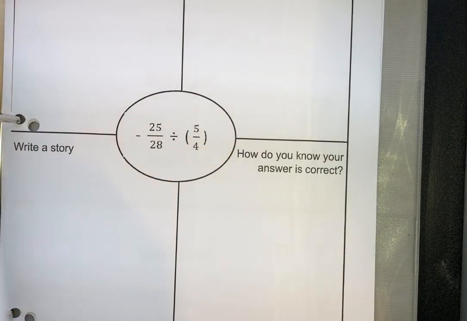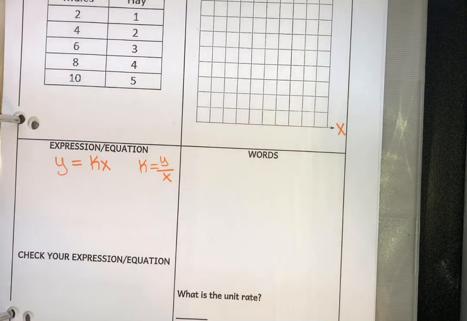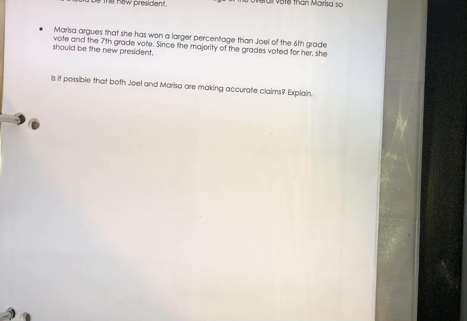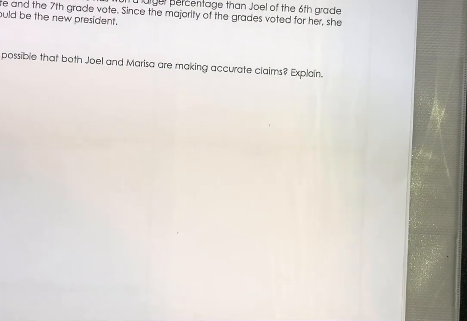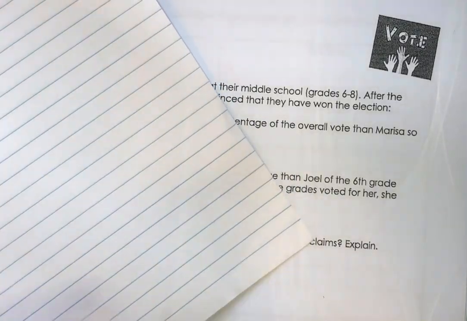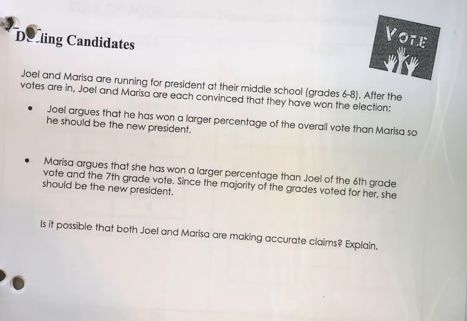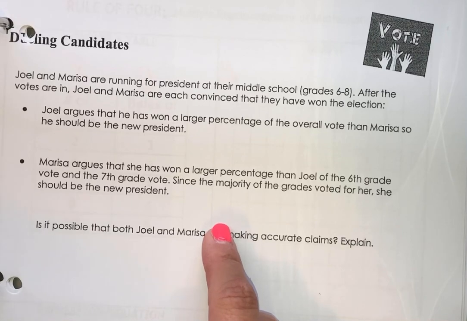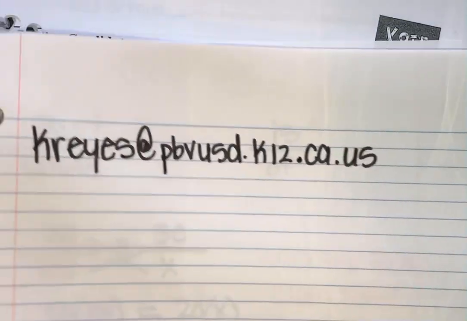And that's it for day 10, you guys. So again, for your dueling candidates problem, I would like you guys to just come up with an explanation. Just give me a few sentences. You guys don't have to write and write and write. Give me a few sentences: who do you think is going to win this election? And then email it to me.